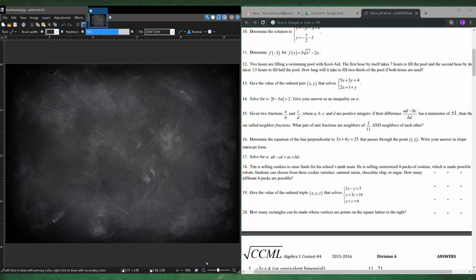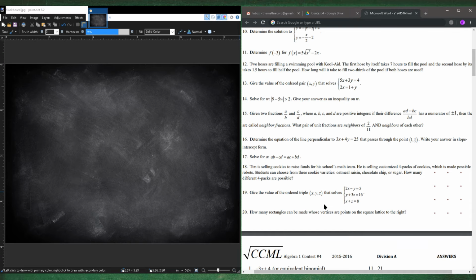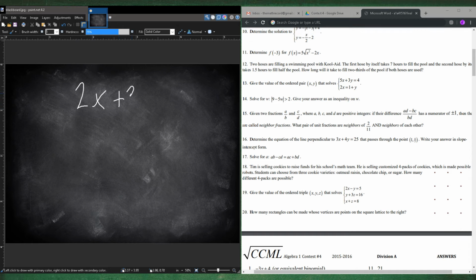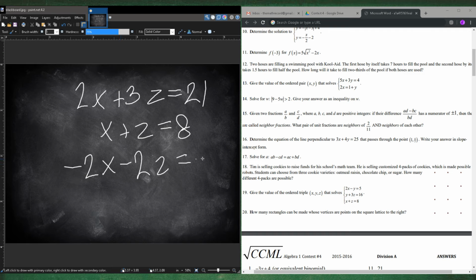Okay. Number 19. Give the value of the ordered triple xyz that solves 2x minus y is equal to 5, y plus 3z is equal to 16, and x plus z is equal to 8. So let's just add the first equation and the second equation, so you get 2x plus 3z is equal to 21. We also have x plus z is equal to 8 for the third equation. So multiply x plus z equals 8 by negative 2. So you get negative 2x minus 2z is equal to negative 16.